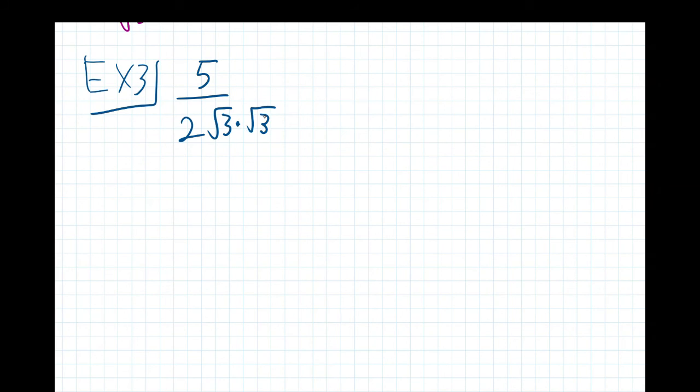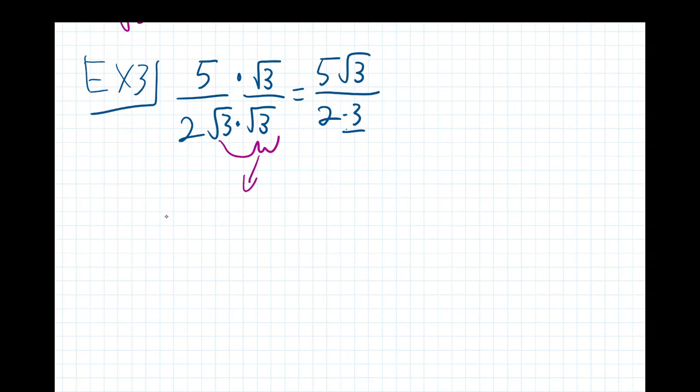So now, last but not least, example 3. Example 3, we have 5 over 2 times the square root of 3. So we need to get rid of that square root of 3 in our denominator. So all we do is multiply the top and bottom, numerator and denominator, by the square root of 3. So our numerator is just going to be 5 times the square root of 3. Our denominator is going to be 2 times 3. We get this 3 here by multiplying together the square root of 3 times the square root of 3.